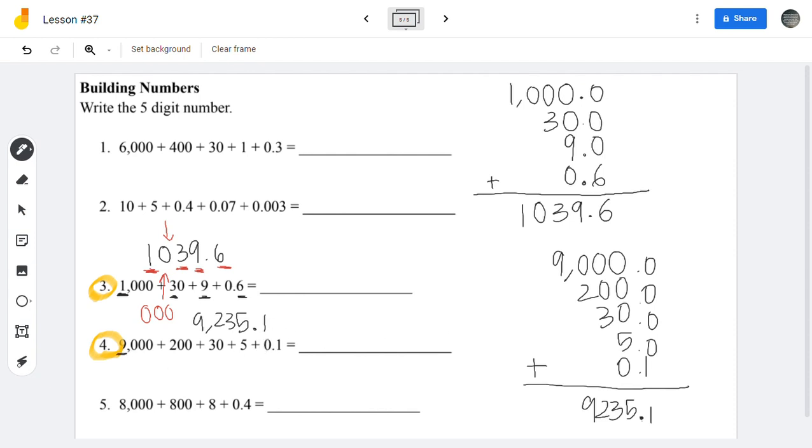So we have 9 in our thousands place, so I'm going to put 9 over here. 2 is in our hundreds place, so 2 over here. 3 tens place, so I'm going to put it over here. And 5 as our ones place, 1 as our tenths place. And that's it, and they look the exact same, so we did it correctly. So this is how you do this section.